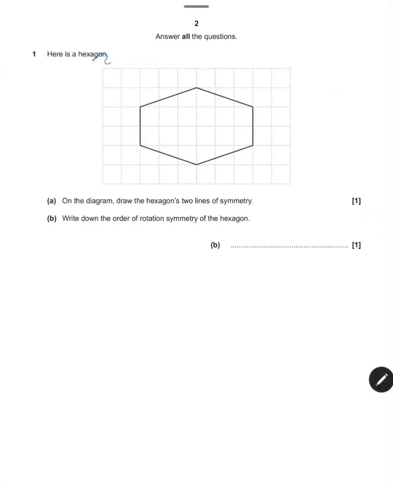So question 1, we've got a hexagon and we're just looking for the two lines of symmetry. And lines of symmetry are just mirror lines. So where does this shape look the same on both sides? There's one straight up and down, and there'd be a second straight across like that.